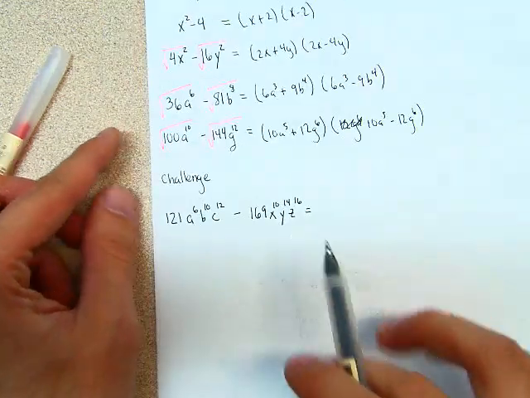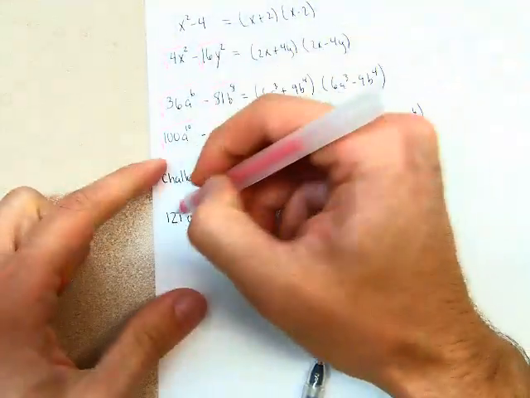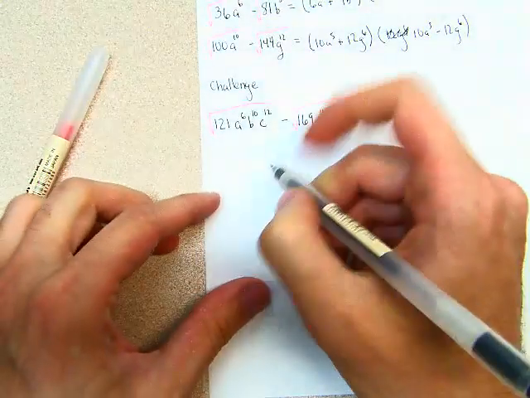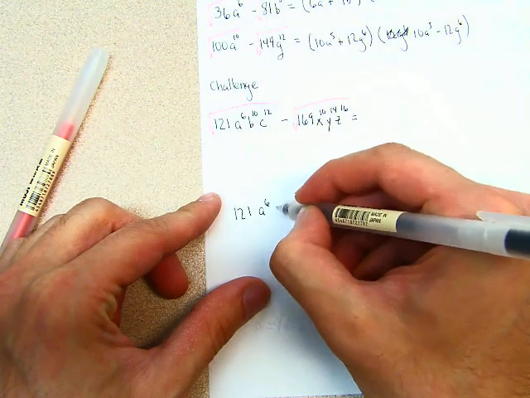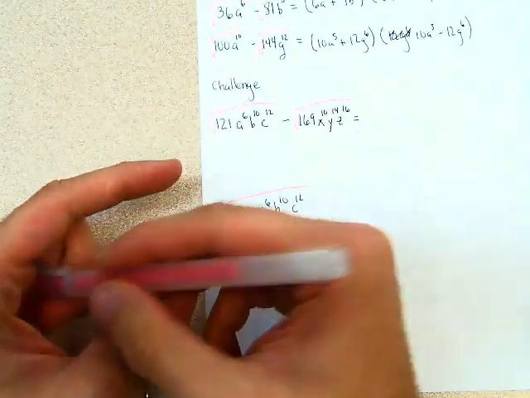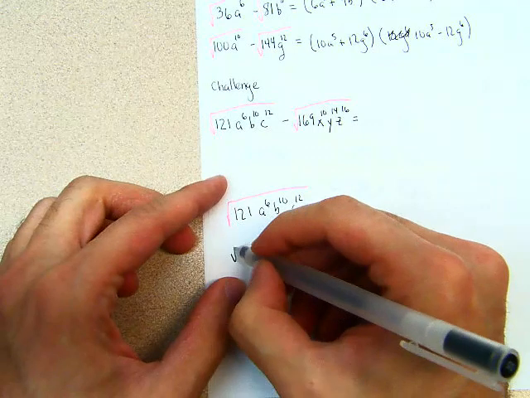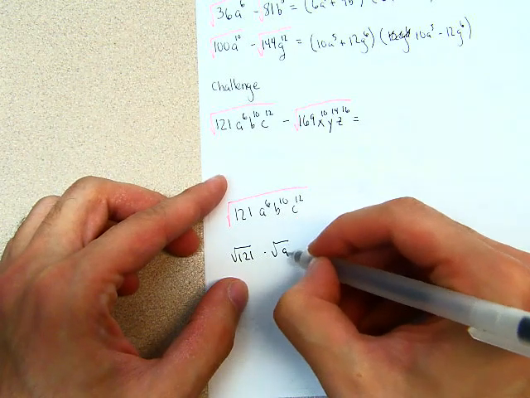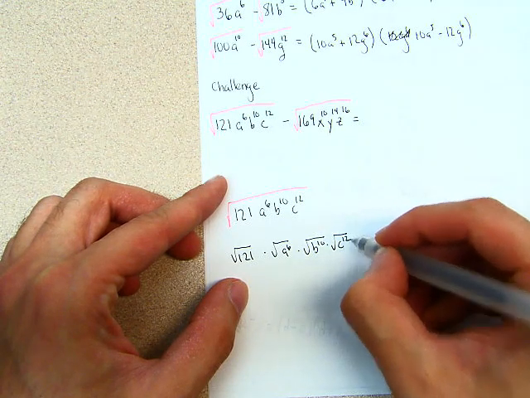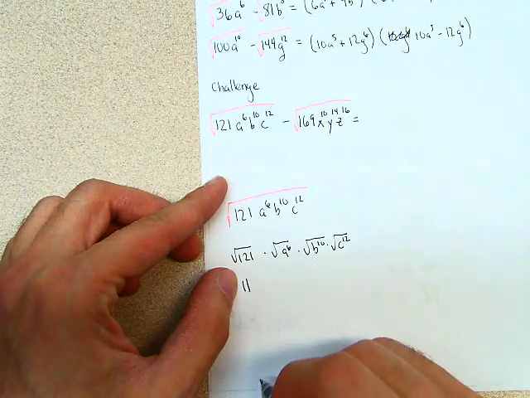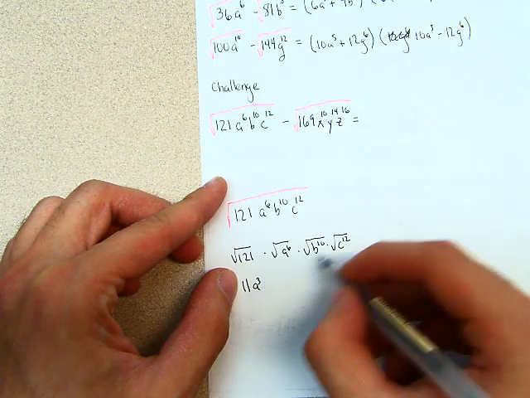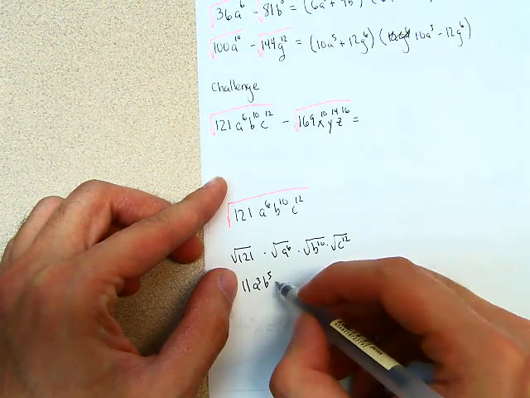This one was a little challenging, but it's not as bad as it looks. You just take the square root of this whole thing, and the square root of this whole thing. Notice, a little side note, if you have 121 a to the 6, b to the 10, c to the 12, and you take the square root of the whole thing, that's equal to the square root of 121 times the square root of a to the 6 times the square root of b to the 10th times the square root of c to the 12th. The square root of 121 is 11, of a to the 6 is a cubed, of b to the 10 is b to the 5th, and of c to the 12 is c to the 6th.